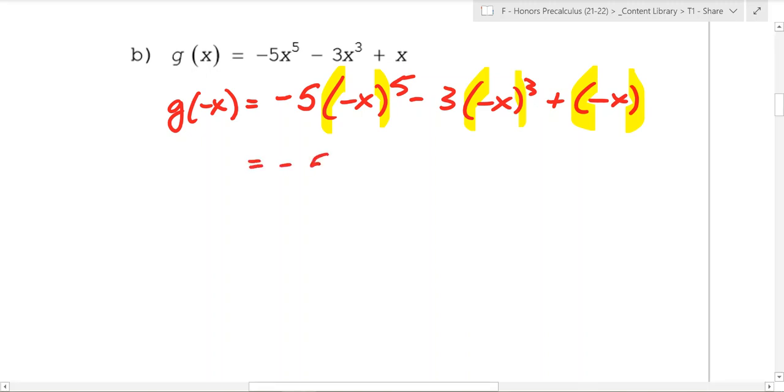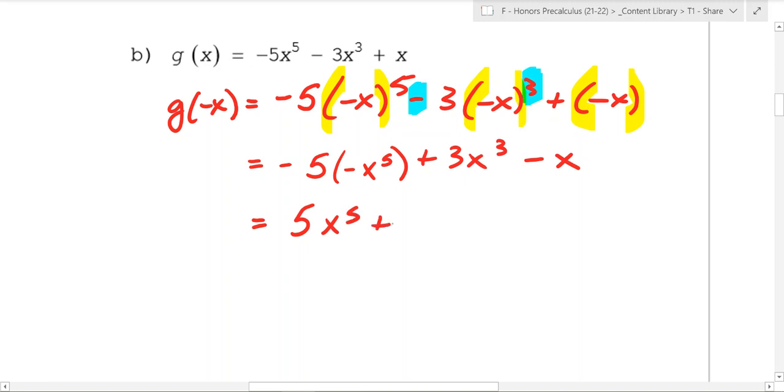You end up with negative 5, and then there's an odd number right here, so that's going to be times negative x to the 5th. And remember, it's a negative, so right here you have 3 of them and then a 4th. So you end up with plus 3x to the 3rd minus x. So what do you end up with? Let's clean this up. You end up with 5x to the 5th plus 3x cubed minus x.